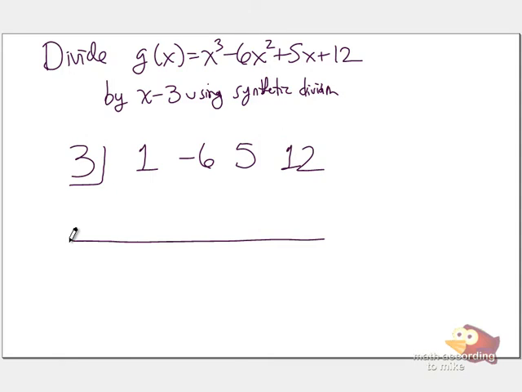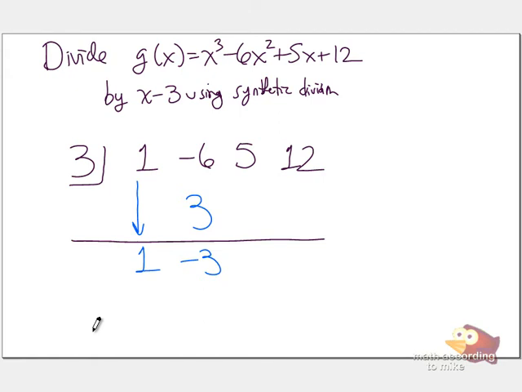As far as the process is concerned, drop the first number below the line. Anything below the line, you multiply by the number in the box, which would be 3. Put that number above the line in the next column. And then add. What would you get? Add, not subtract. Negative 3.